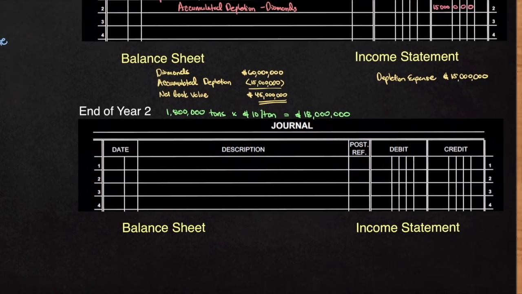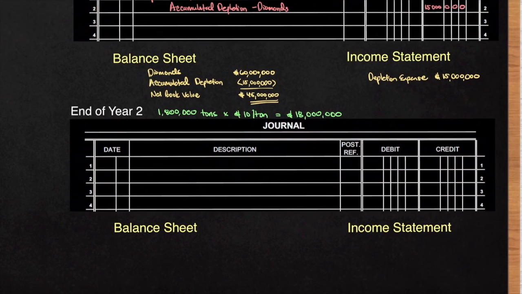We're going to make this adjusting entry at the end of year 2. So it's going to be December 31st, end of year 2. Depletion expense is our account. Instead of depreciation expense, it's depletion expense because it's a natural resource. That's for $18 million. Our credit is accumulated depletion dash diamonds, also for $18 million.